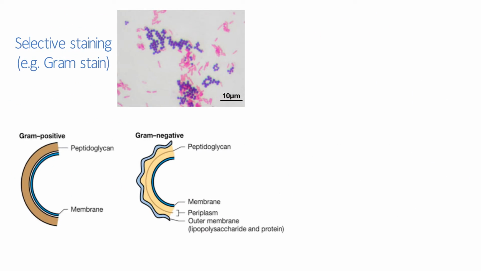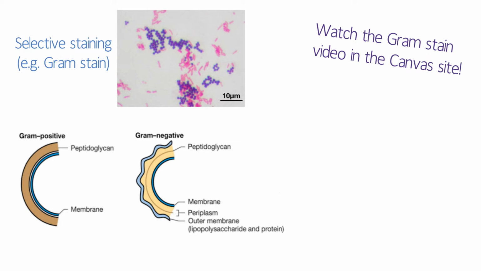Gram-positive bacteria have no outer membrane but have a thick layer of peptidoglycan cell wall. Gram-negatives only have a thin peptidoglycan layer but have an additional lipopolysaccharide outer membrane, so this creates an additional compartment in the cell known as the periplasm. The Gram stain can be used to tell the difference between the two types of bacteria. There's another video available on the Canvas site explaining how the Gram stain works that you should also watch.